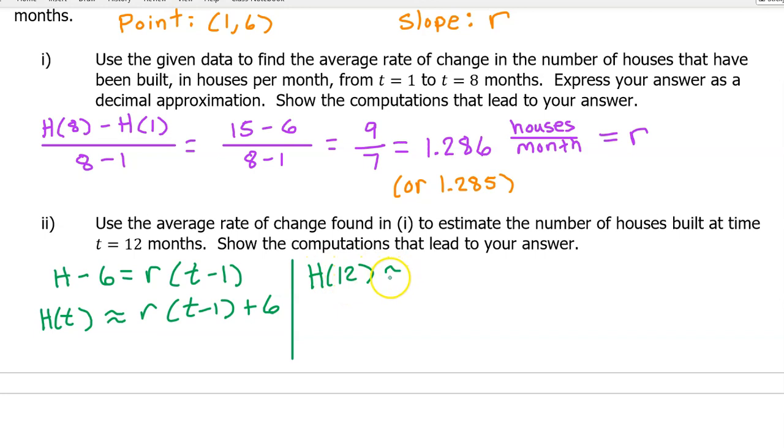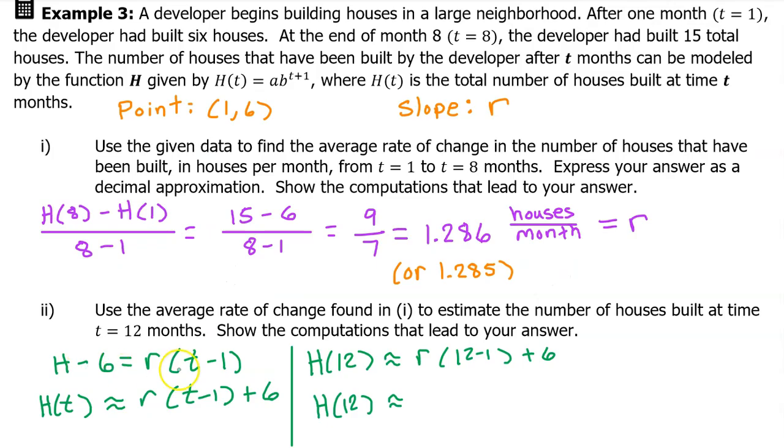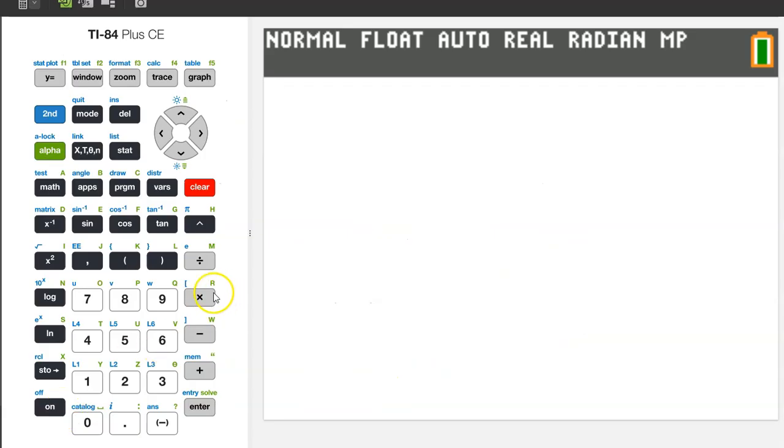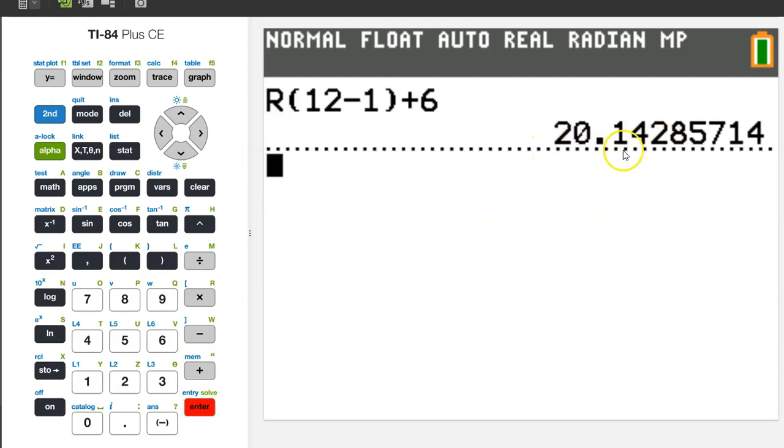H at 12 will be approximately equal to r times 12 minus 1 plus 6. Let's type this expression into the calculator. Obviously, you can just type 11 instead of 12 minus 1, but I'm going to type it in just like this. To pull up the r, we hit alpha r, and then we can write 12 minus 1, or you could put 11, and then plus 6. So there's your answer, 20.142 if you truncate, or 20.143 if you round.